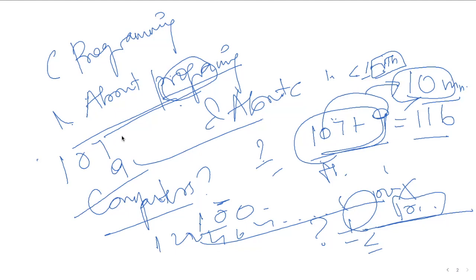So I'm communicating to you in a particular language. Now I'm communicating in English. So I'm telling you to do this mathematical operation, ma'am or sir, and you are doing it and giving me the answer, it is 116, ma'am, right?